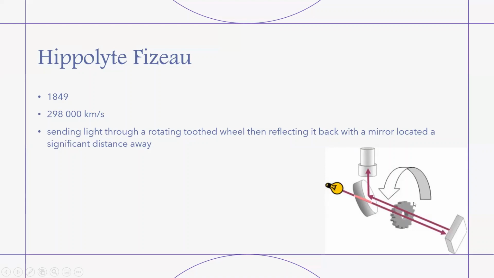And while this took one tooth spacing, they were able to use some circular motion physics. We'll be looking at that later on. They were able to determine how fast this light was going based on the time it took to travel this distance and back, because that would be when it turned one tooth over. So they could actually measure the speed of light by varying the speed this wheel is turning.